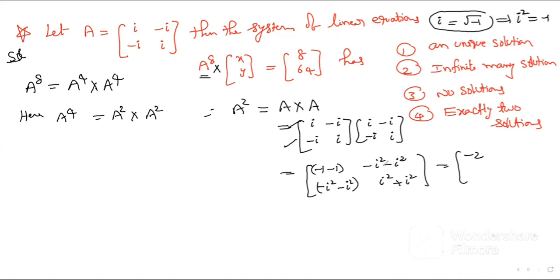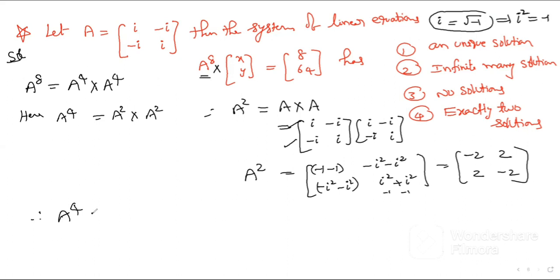Here i square value minus 1, plus 1, this is 2. Here i square value minus 1. Minus i square value plus 1. Here minus i square value plus 1. Plus 1 plus 1 we get plus 2. Here also plus 2. i square value minus 1, minus 1, what we get here? Minus 2. So A square value is minus 2, plus 2, plus 2, minus 2.